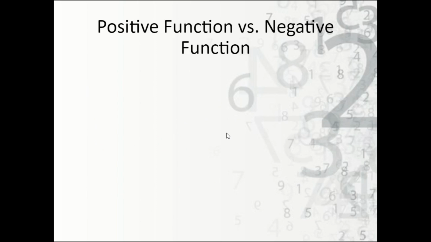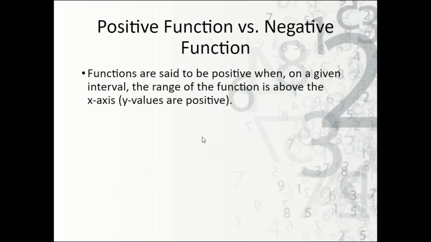Now let's talk about positive and negative functions, and we're not really talking about positive and negative functions as a whole. We're talking about the intervals where these things occur. So functions are said to be positive on a given interval when the range of the function, or the y values, is above the x-axis. So when the graph is showing above the x-axis, that's where the function is positive.